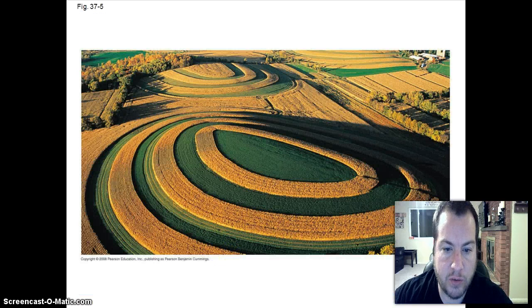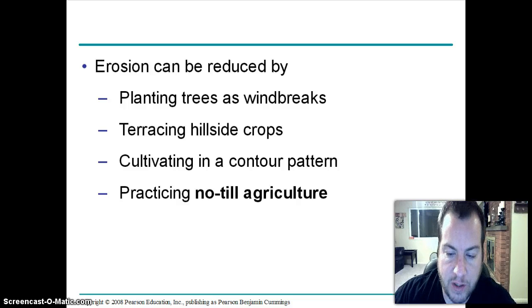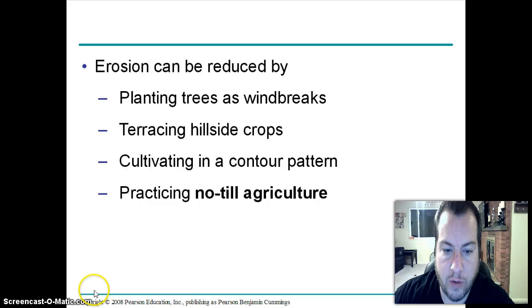This one is called contour tilling. Instead of tilling straight across, contour tilling tills with the contour of the land, and its natural ups and downs. It allows for less erosion of soils. Other things that can be done are windbreaks, planting trees where the wind blows, making terraces. These are kind of like steps, and we talked about contour pattern.